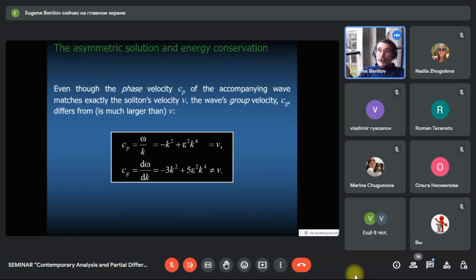And so imagine that you just created a solitary wave and let it evolve. Which way will the waves be going? Initially, there are no waves. So of course they will go forward, because you can actually check the group velocity. If the phase velocity is equal to the velocity of the solitary wave, then the group velocity is positive and much larger than the velocity of the solitary wave. So radiation goes forward, not backwards.